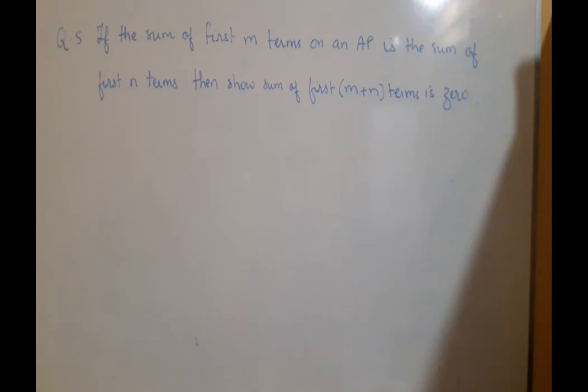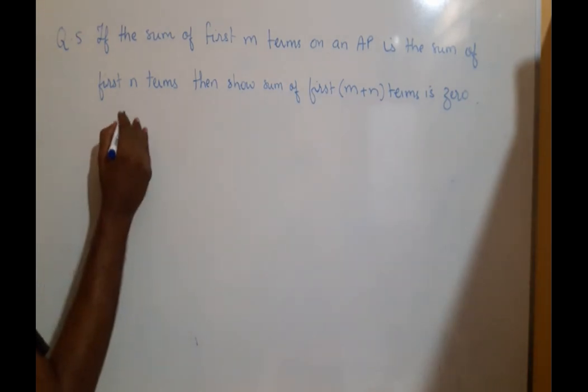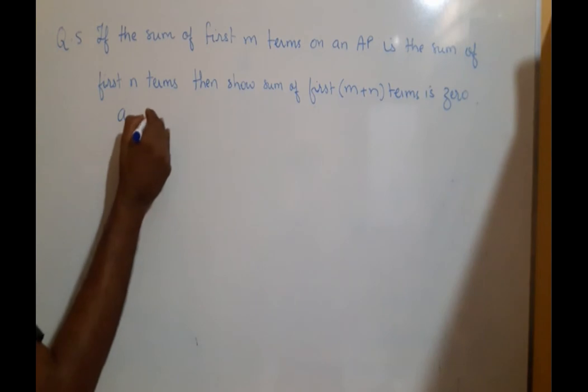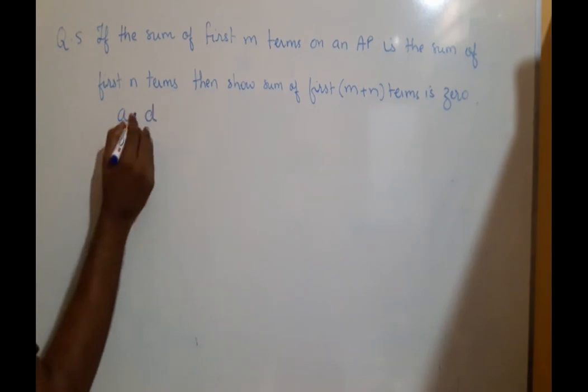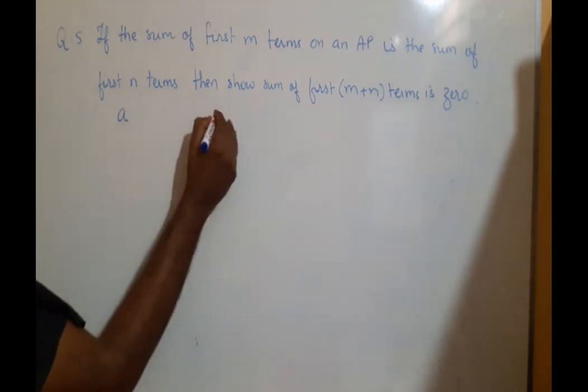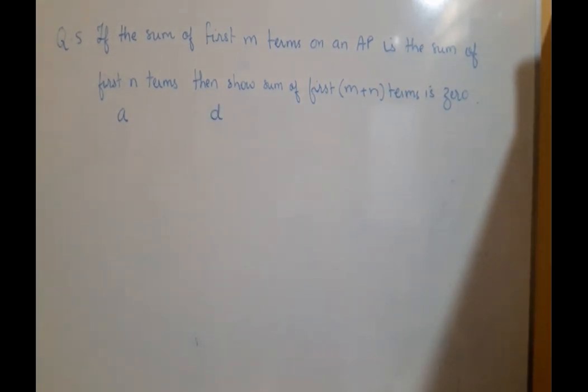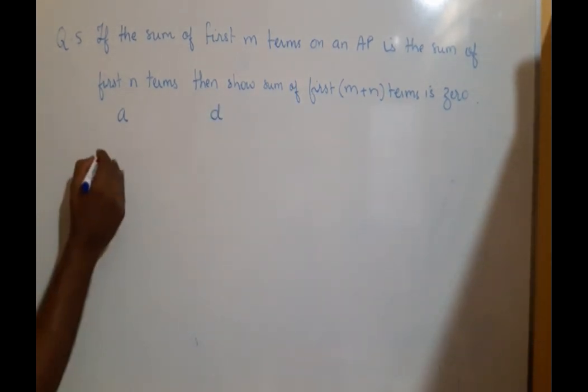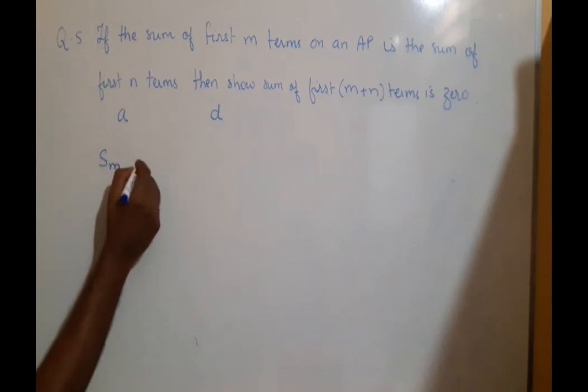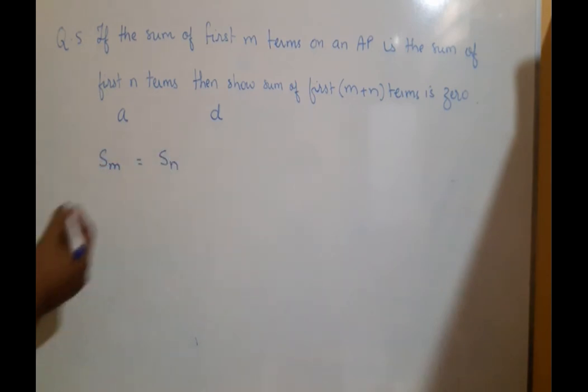So here we are given the AP, and the only data given to us is the sum of the first m terms and the sum of the first n terms is equal. Since we don't know the AP, let us say the first term is A and the common difference is D, right? So we have assumed the first term is A and the common difference is D. Now it is given to us the sum of the first n terms equal to the sum of the first m terms.